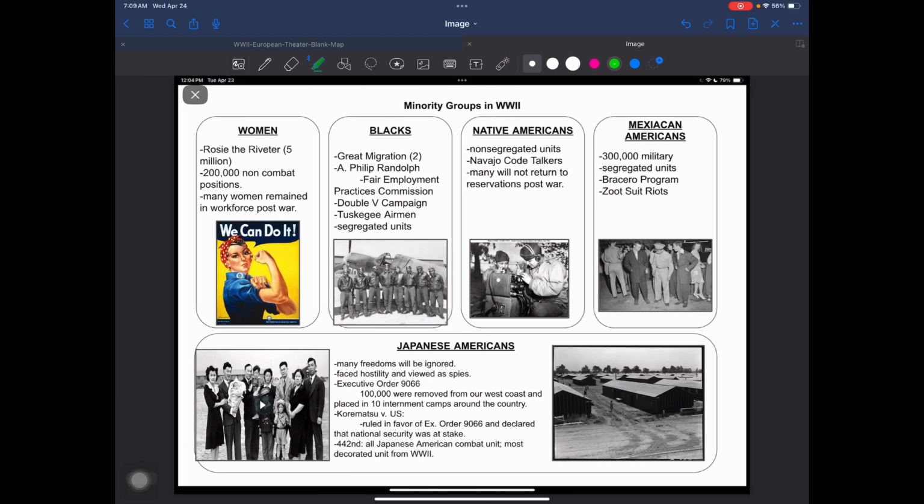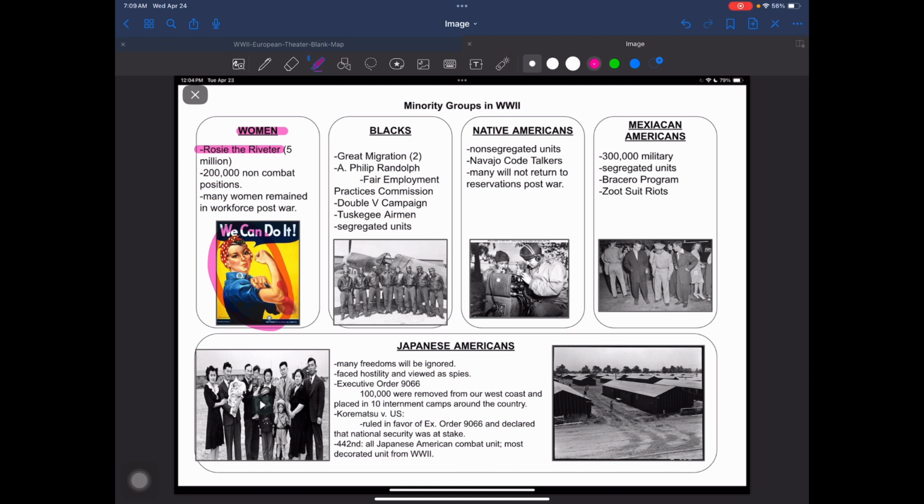This slide right here is talking about the role that all these different minority groups had. So let's get through this. Women, pretty much the same as World War I, but we're going to see a mascot. That's what I call her. The mascot, Rosie the Riveter. Here she is, okay? Was she an actual person? No. Again, she was a mascot to represent the working woman.